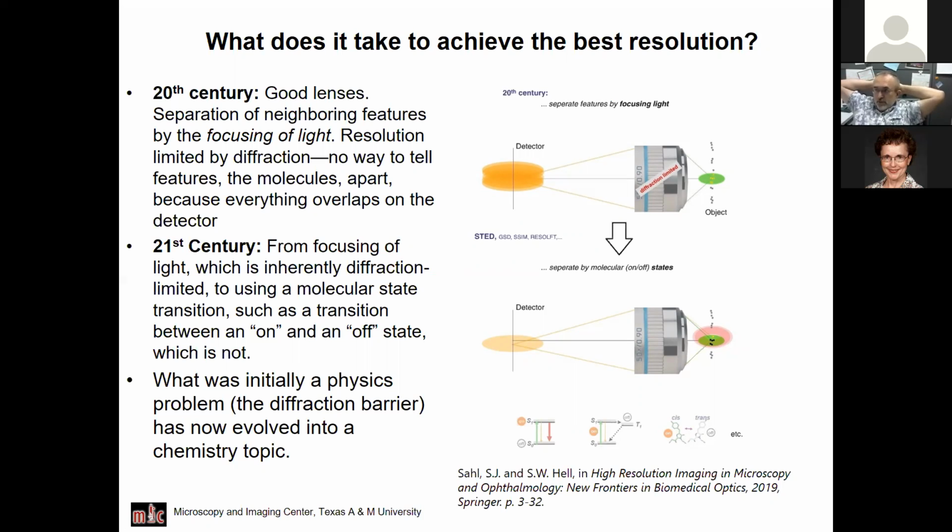In the 21st century, we went from focusing of light, which is diffraction limited, to taking advantage of some molecular state transitions. And that could be transitions between the on and off state of fluorescent molecules. So what was, in the old days, a physics problem, the diffraction barrier, we now essentially have as a chemistry problem. How do we make these molecules transition between different states? And how can we take advantage of those states?